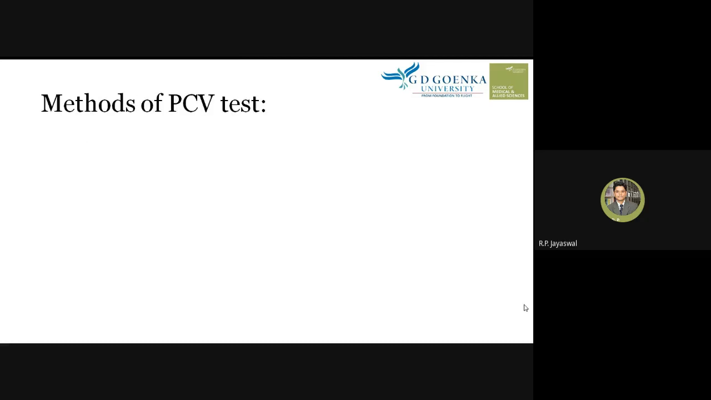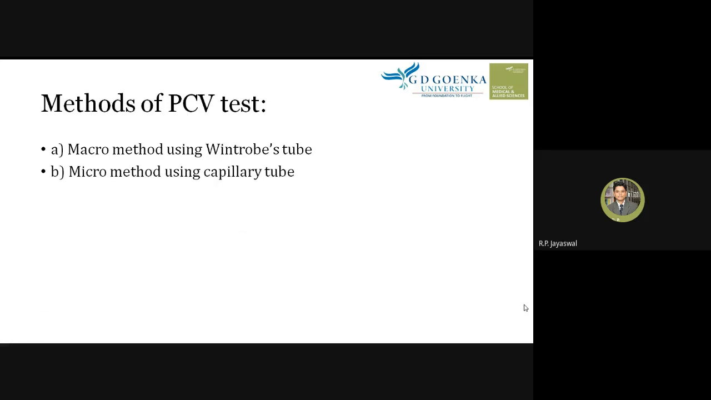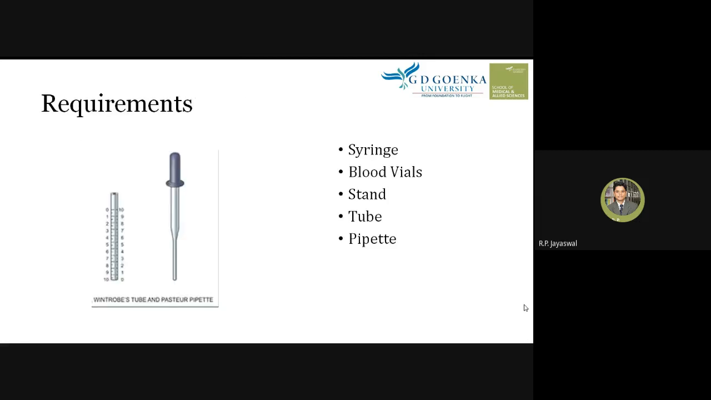There are two methods for performing the packed cell volume test, the PCV test. One is the macro method, where we use Wintrobe's tube, and the second is the micro method, where we use a capillary tube, right? This is the requirement for the macro method, where we take a Wintrobe tube and a Pasteur pipette.